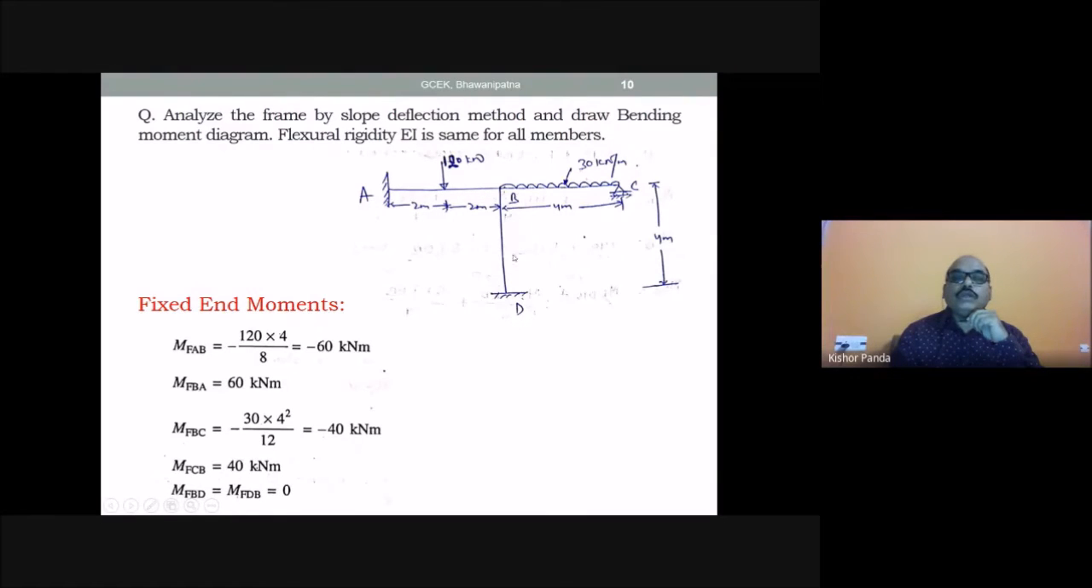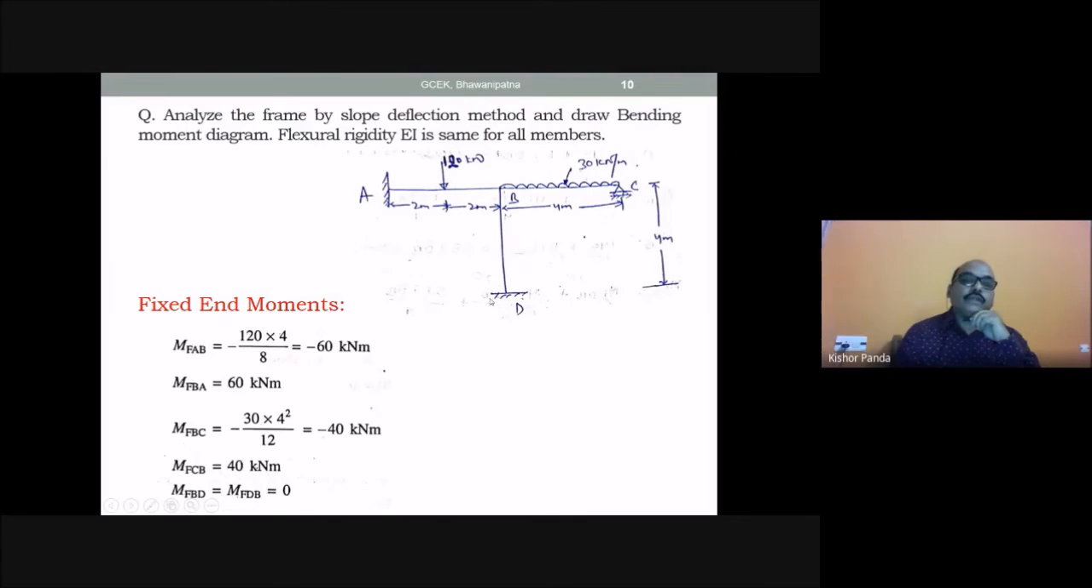Here there is no loading on the vertical member. The load present on span AB at the midpoint is 120 kilonewton, and on span BC the load is 30 kilonewton per meter. The length of the vertical member is given as 4 meter, and this is 4 meter, and here 2 meter, 2 meter.